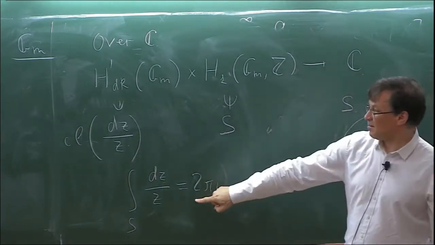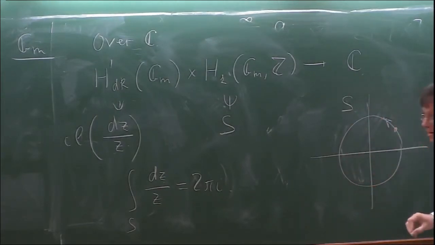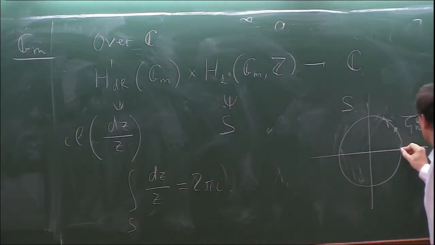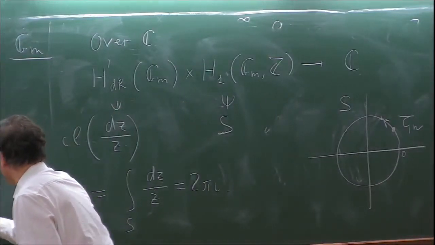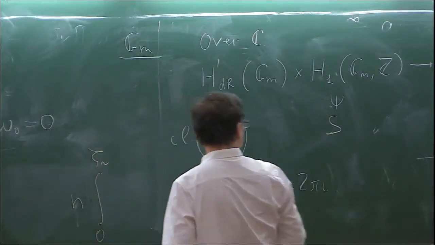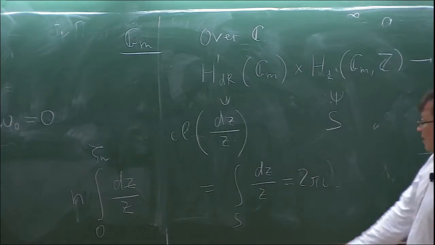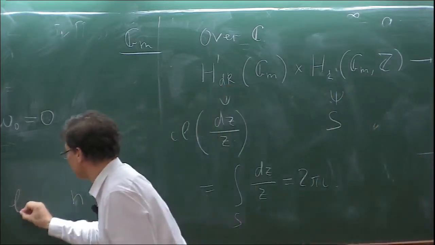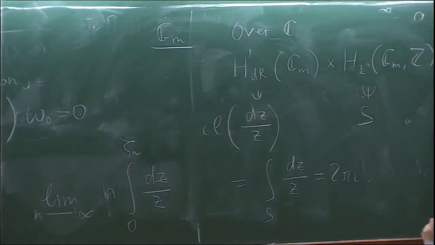But we can write the same thing differently. We cut this circle into n pieces, and here we have the n-th root of unity. So we can write this also as n times the integral from 0 to zeta_n of dz by z. This is tautologically equal to 2 pi, but we can also write that this is the limit, when n goes to infinity, of this sequence.